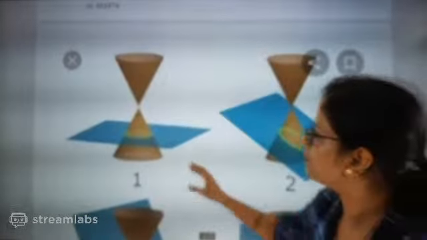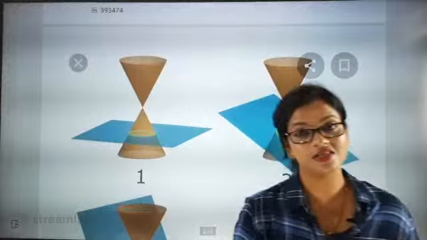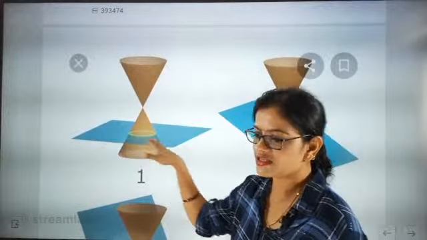Now how can we cut a cone? That is also a very important thing. Now you can see that there are 4 different types of cuttings here. And how is it cut? A plane is exactly cutting it.